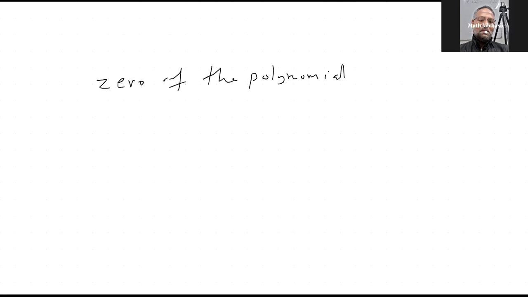Suppose 3x minus 2 is equal to 90. This is not a polynomial, it is an equation. So suppose the question is, tell me a polynomial.